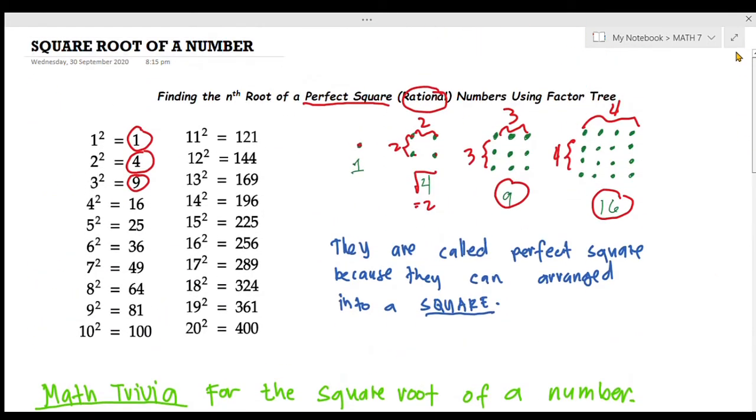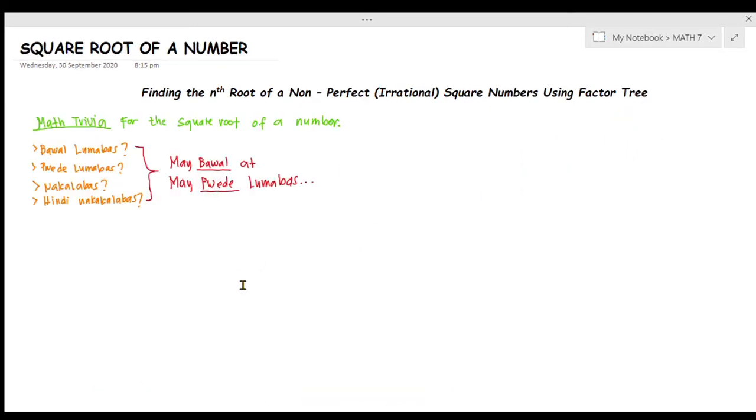So next, how about we are going to find the square root of a number that is not a perfect square? So madali lang po ito, class. Gagamitin natin itong concept na ito: bawal lumabas, pwede lumabas, ano yung nakalabas at ano yung hindi nakakalabas. So kapag meron tayong non-perfect square, ang tawag sa kanila is irrational number. So paano natin aalamin yung mga root ng hindi perfect square, or what we call an irrational number? Ganito lang.